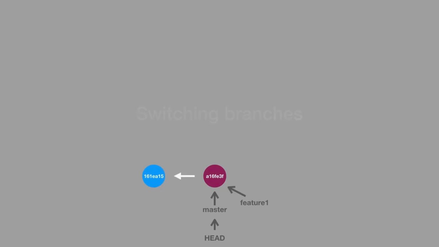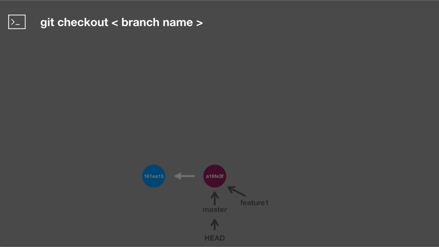In this lesson, we're going to go over switching branches. So we have two commits in our repository and two branches, and currently we are on the master branch, but we want to switch into the feature1 branch. The command we're going to use to do this is the git checkout command, and we're going to pass in the name of the branch we want to switch into, or to check out, to the command.